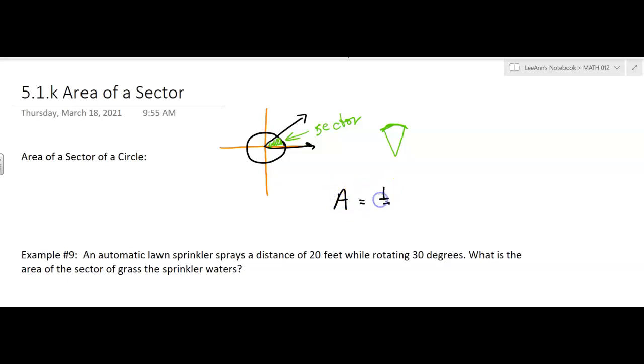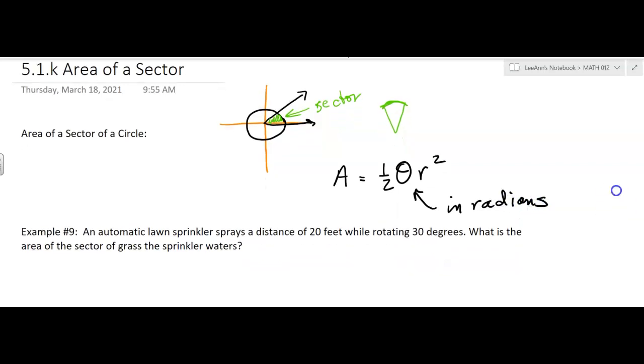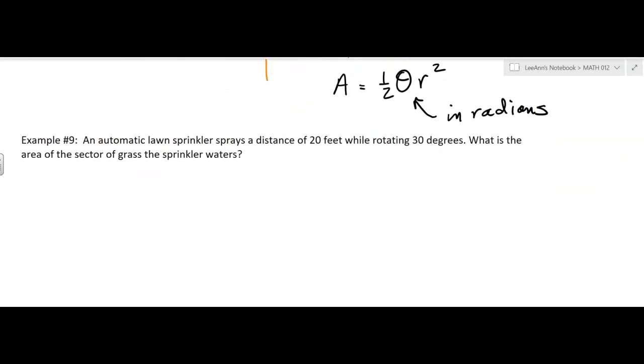is equal to 1/2 theta r squared. So kind of similar to the area of a triangle if you think about that. Theta has to be measured in radians again. Okay? All right, so that's the formula, and that's what a sector is.